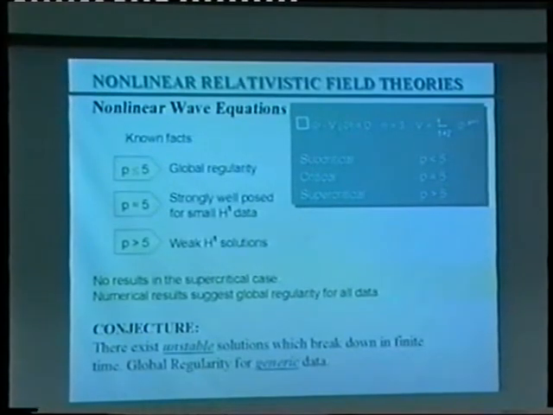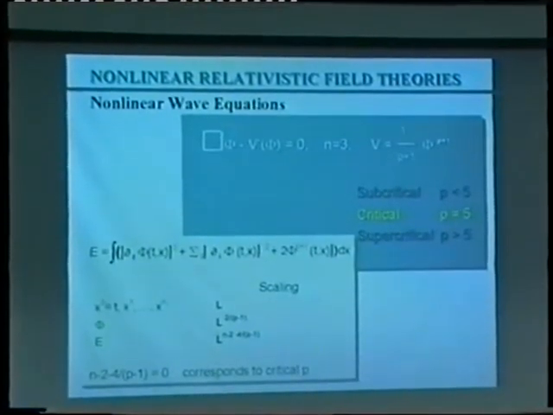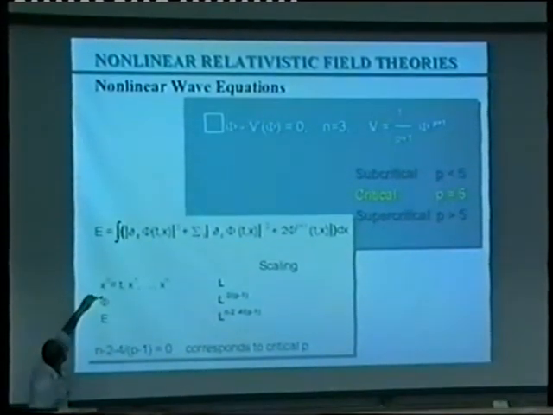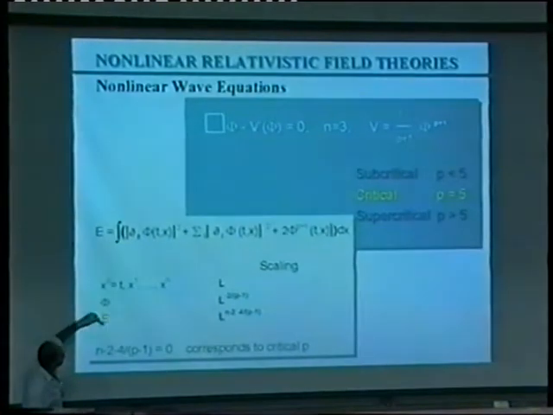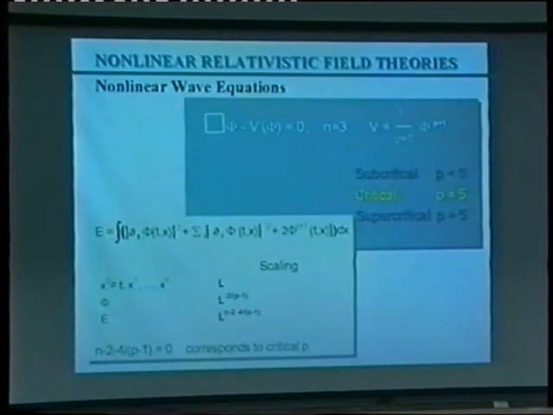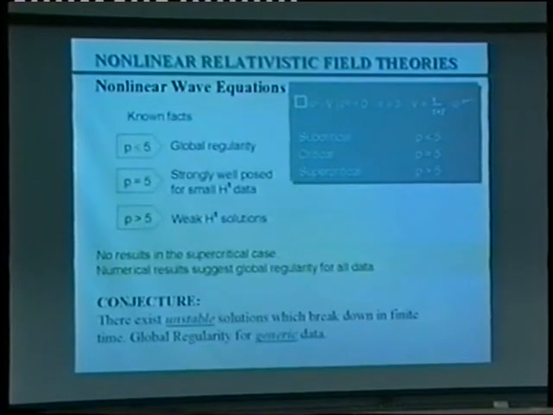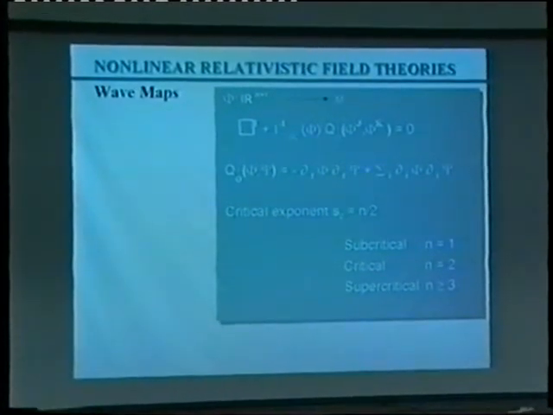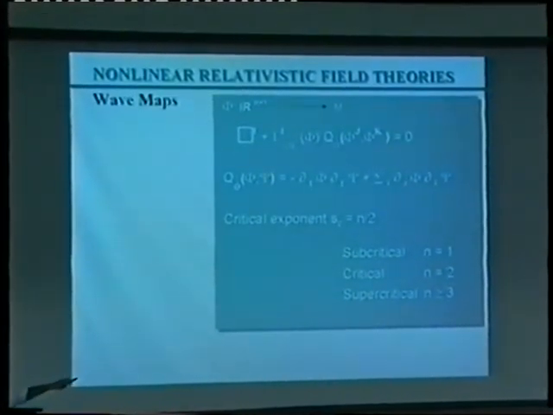I'm sorry, I should go back. These are the scaling properties of the wave equation, and you see that what you do is you scale the coordinates, the function, and the energy, and you look at the relationship between these, and that's how you get the critical exponent in particular, and how you get the notion of supercriticality and criticality. Here are certain results about the nonlinear wave equation, and again, I won't be able to talk much about it. I go to wave maps. Wave maps are subcritical in dimension 1, critical in dimension 2, supercritical in dimension larger or equal to 3. The critical exponent is n over 2.